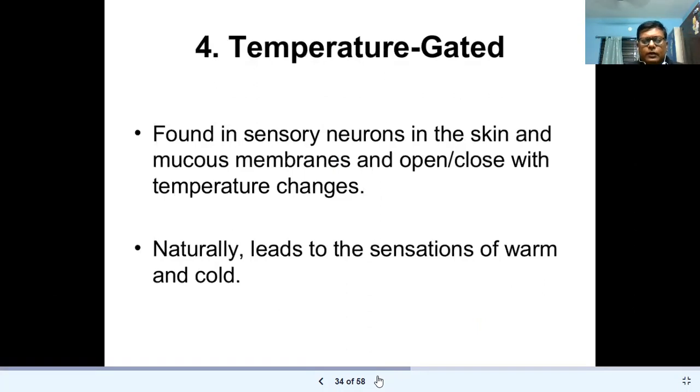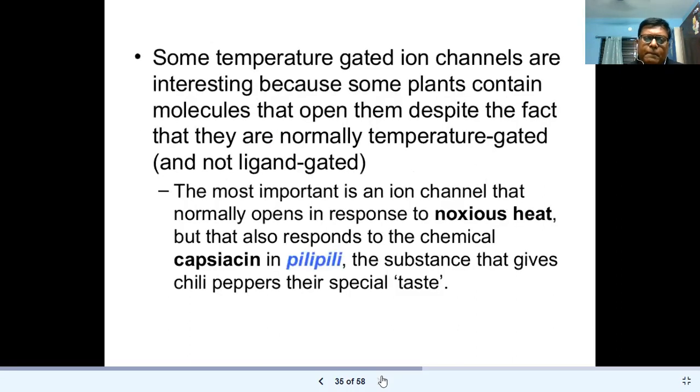Now temperature gated. They are found in sensory neurons in the skin and mucous membrane, and they open and close with changes in the temperature. This naturally leads to the sensation of warm and cold. Some temperature gated ion channels are interesting because some plants contain molecules that open them, despite the fact that they are normally temperature gated, not ligand gated.